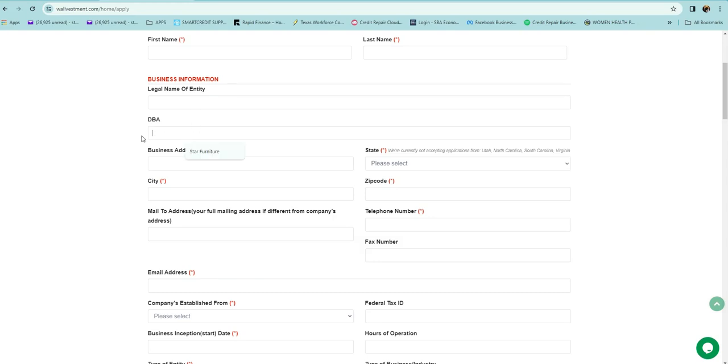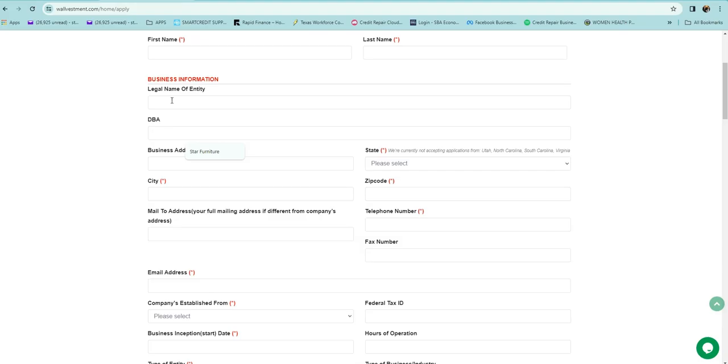DBA, this is important. A lot of people don't know the difference between a DBA and a legal name of entity. Okay, a DBA means doing business as. It's just a name of your business. Now, people can register for a business name, but they don't have to register for the legal company name. So when that happens, they have to file taxes under their social security number, right? Now, if they legally apply for a company with the state, then that would be either an LLC, a corporation, or a limited partnership or something like that, right?